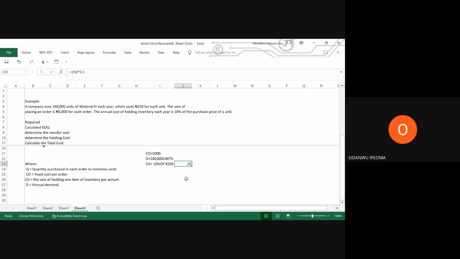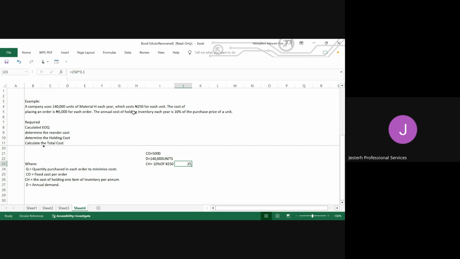Sorry, sir. Please, can you throw more light on how you got the 250 and then 25? I think I'm lost there. Now, if you look at the question very well, they say costs per unit of material H. The purchase price of a unit of material H is 250 naira. It's from the question.